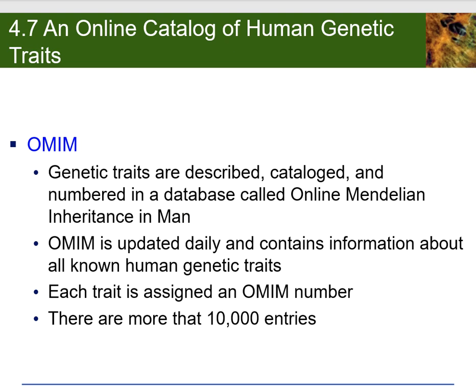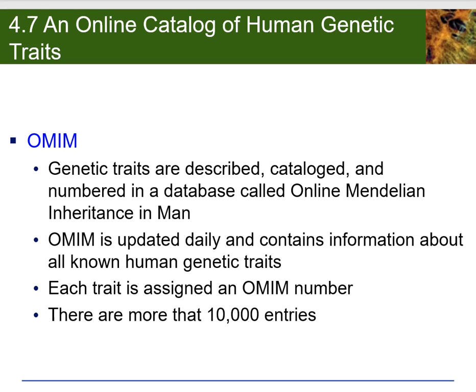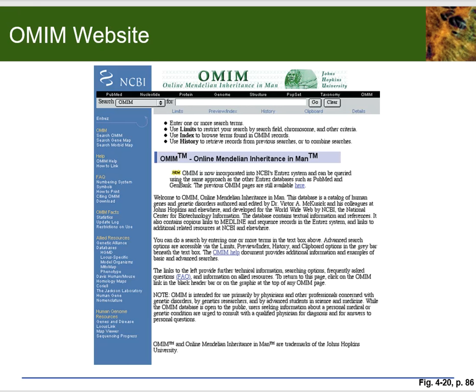Okay, online catalog of human genetic traits, OMIM. This is a database known as the Online Mendelian Inheritance in Man. It's updated daily and contains information about all known human genetic traits. Each trait is assigned an OMIM number, and there are more than 10,000 entries. Here's a picture of what the website probably used to look like. I'm sure it doesn't look like this anymore. Again, this is a little bit dated.